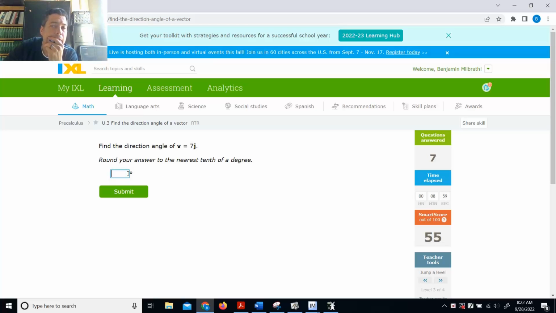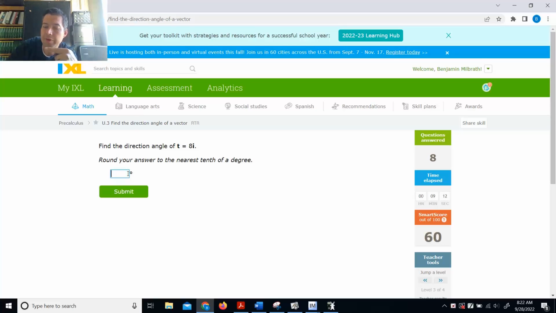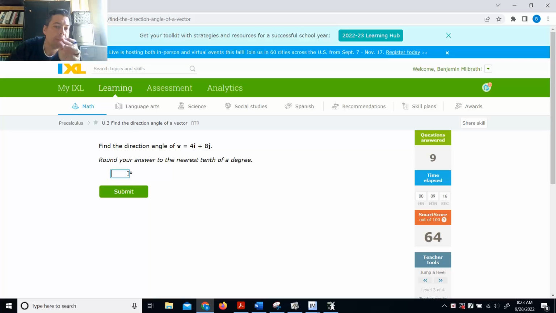7J is going to go straight up. 90. 8I is going to go straight right. No rotation. 4I plus 8J. That's going to be in quadrant 1, which is kind of nice.